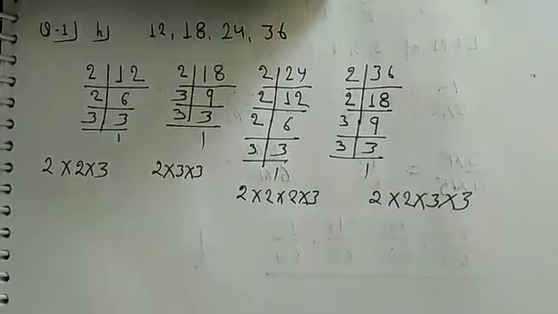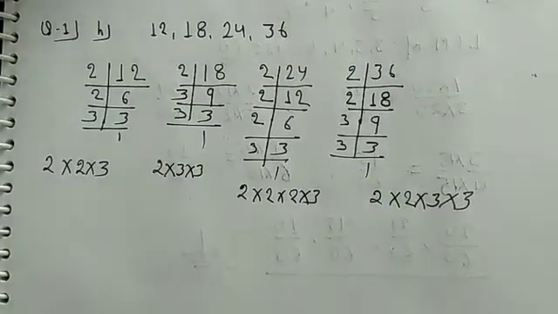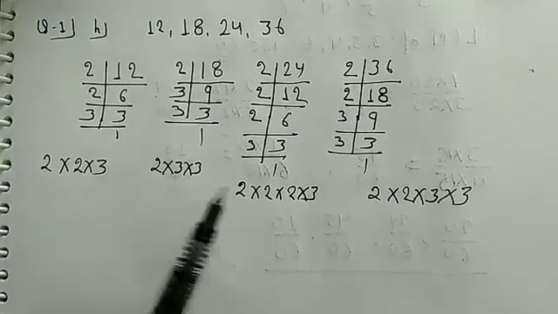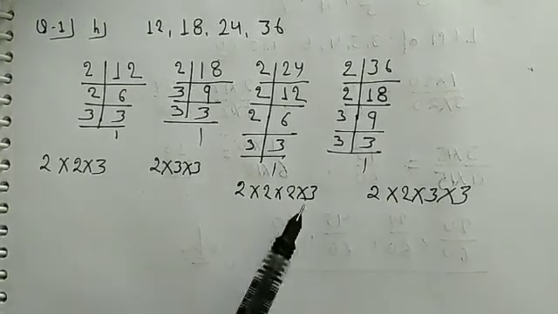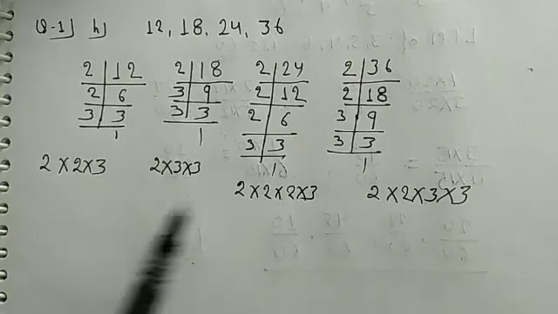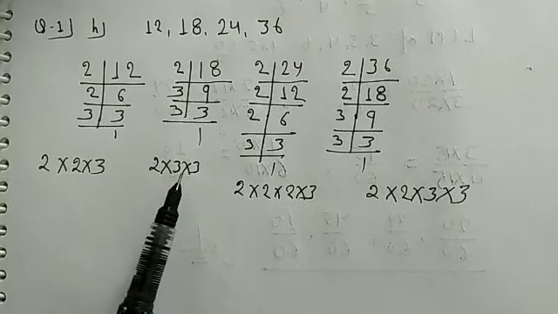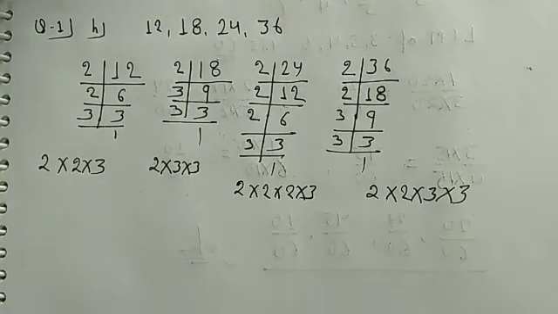Now, to find out the LCM, if we had to find out the HCF, then simply we will find out the common factors. Only 2 is common there in all the factors, and 3 is common there in all the factors. 2 and 3 is the common. 6 will be HCF, but we have to find out the LCM.